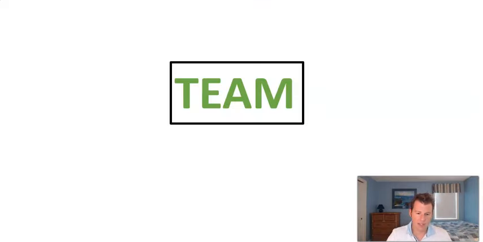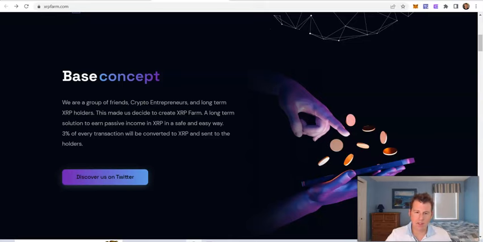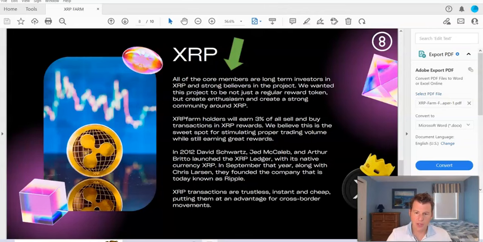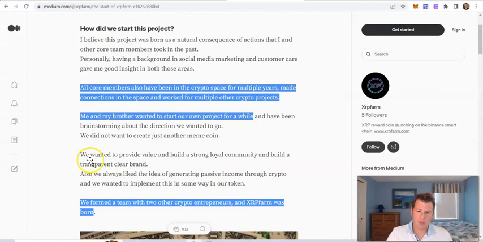So let's take a closer look at the team right here. They bill themselves as a group of friends, crypto entrepreneurs, and long-term XRP holders. Strong believers in the project, so they come from the XRP community. It looks like there are two brothers involved in the project, and the other two people are two general crypto entrepreneurs, and they've all been in the crypto space for multiple years, made multiple connections, and they've worked for other crypto projects in the space.